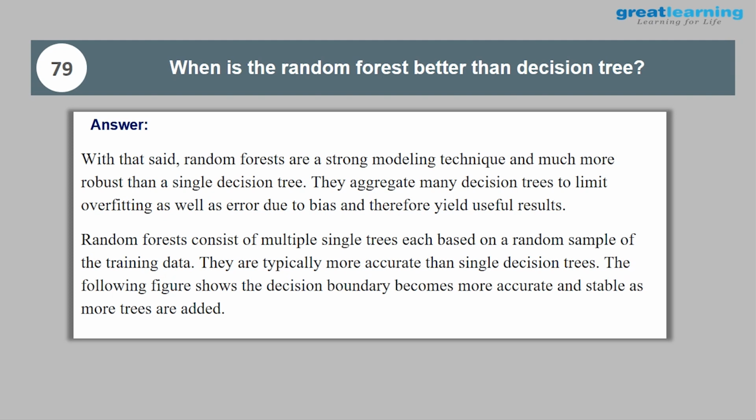They aggregate many decision trees to limit overfitting as well as error due to bias, and therefore yield useful results. Random forests consist of multiple single trees, each based on a random sample of the training data. They are typically more accurate than single decision trees. The following figure shows the decision tree boundary becomes more accurate and stable as more trees are added.